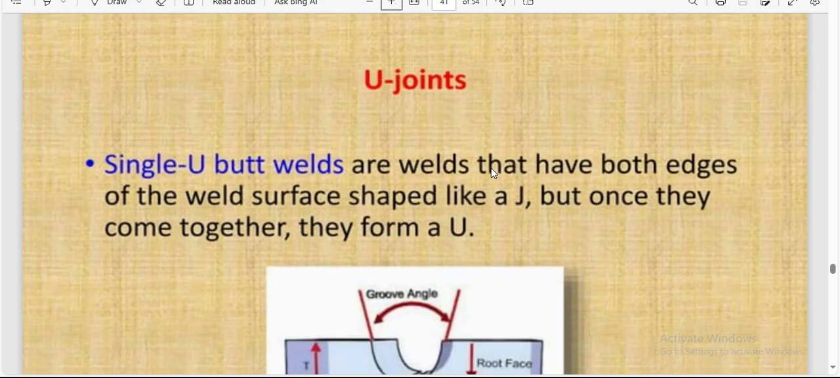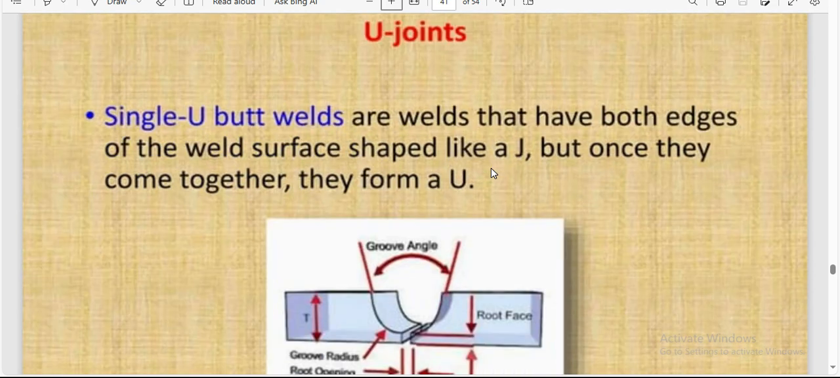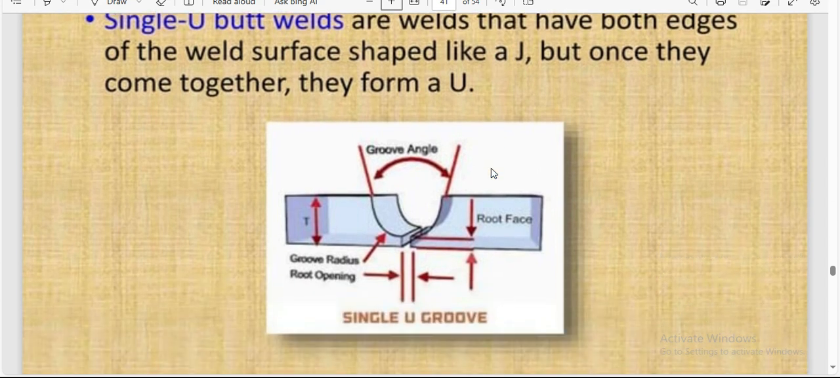U joint is also similar to the others, with weld surfaces on both edges shaped like a J. But once they come together, they form a U. When formed on both sides, they form a U. On a single side, it is a J. When formed on both, this U shape is formed, a single U shape. Maybe we make a double U shape.